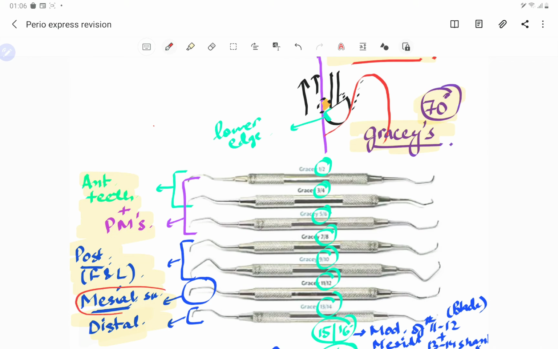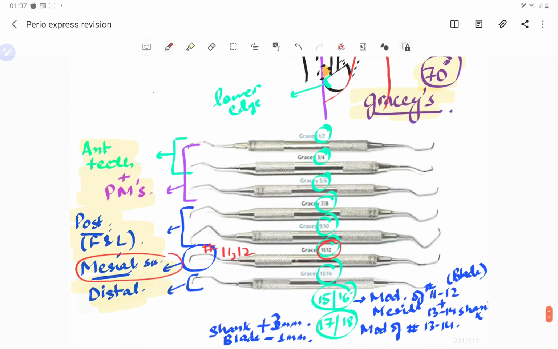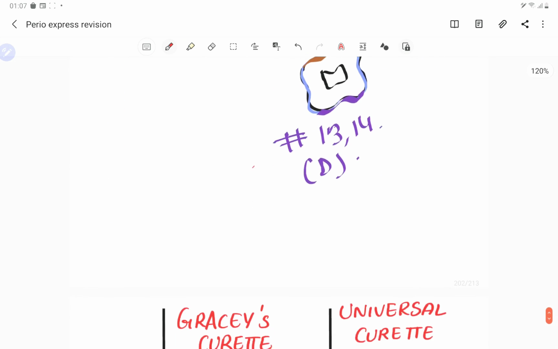Always remember the mesial one, which is the 11th one, 11 and 12. So this is the 11 and 12. So if we want to do the scaling of the entire dentition, full mouth, we have to use this particular set of the Gracey curettes. So the whole of these Gracey curettes, we need to use for deep scaling, for root planing, or if you want to remove the pocket lining, which we call periodontal debridement, you have to use all the Gracey curettes.